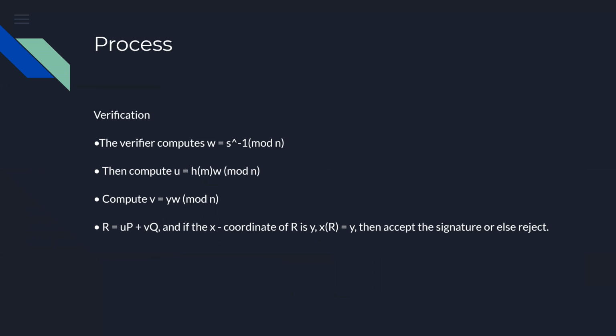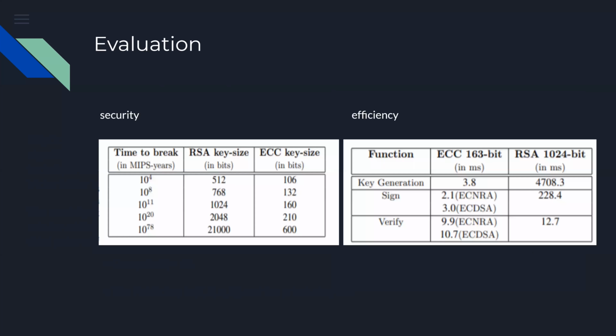In terms of the verification process, when the receiver receives the signature, they will know the values of Y and S. The verifier needs to follow the steps to get the point R, and if the verifier finds that the x-coordinate of R equals Y, they can accept the signature, else they need to reject the signature. Next page.